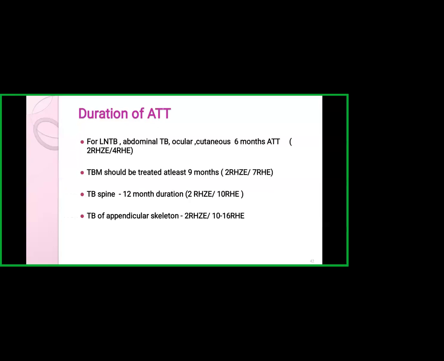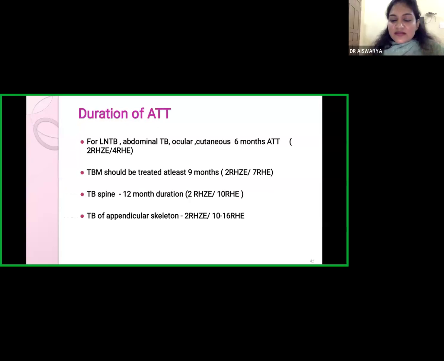So duration, I have mentioned for every TB, 6 months ATT is given. For example, lymph node, abdominal TB, ocular, cutaneous, etc. In TB meningitis, the treatment duration is extended up to 9 months. Whereas TB spine, it can be extended up to 12 months. And TB of any appendicular skeleton, we can extend it up to 10 to 16 months, depending on the site of TB.